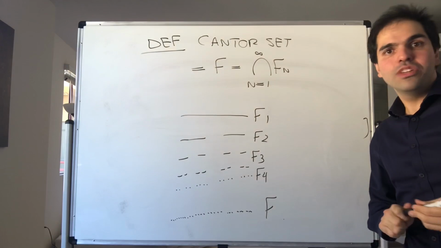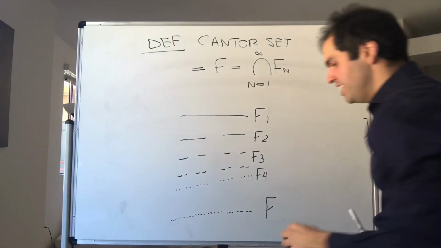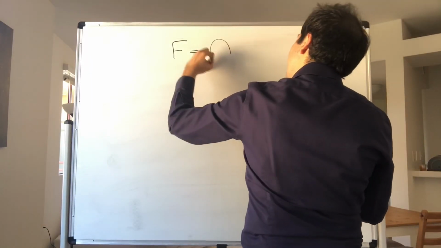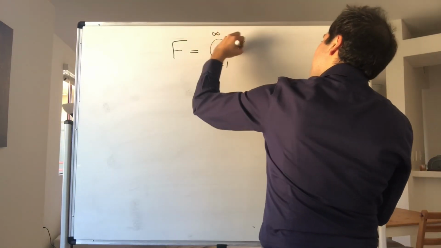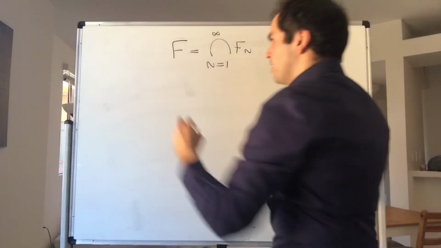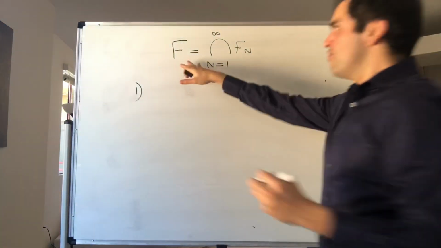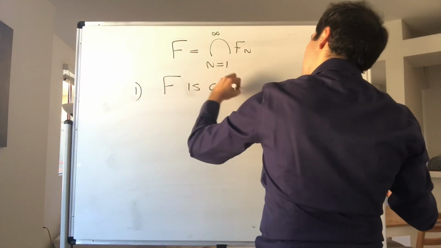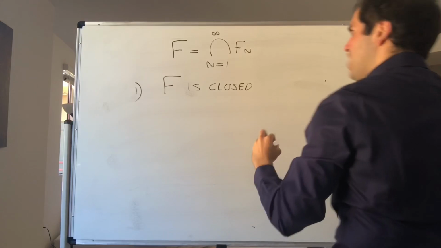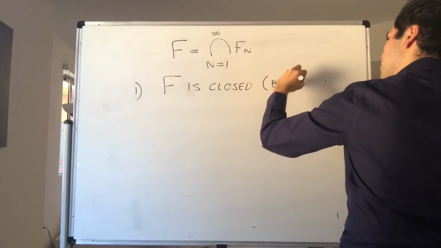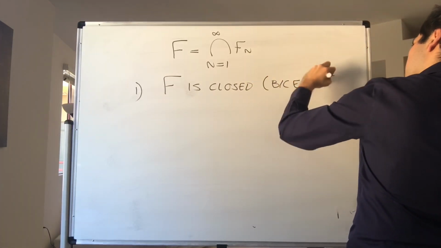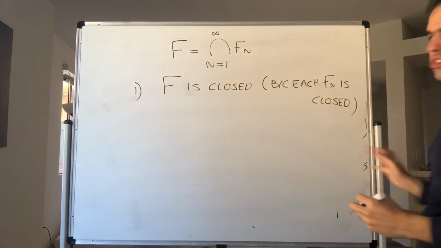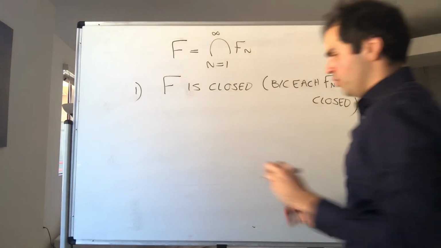And the rest of today's video is just stating a couple of neat properties of the Cantor set. Remember, F is just the intersection of all those little pieces. Now, first of all, F is a closed set. And why is that true? Because each Fn is closed, and you're just taking the intersection of infinitely many closed sets.